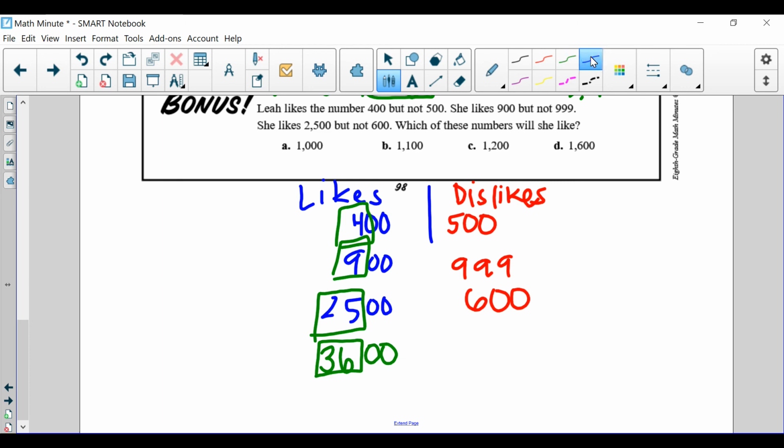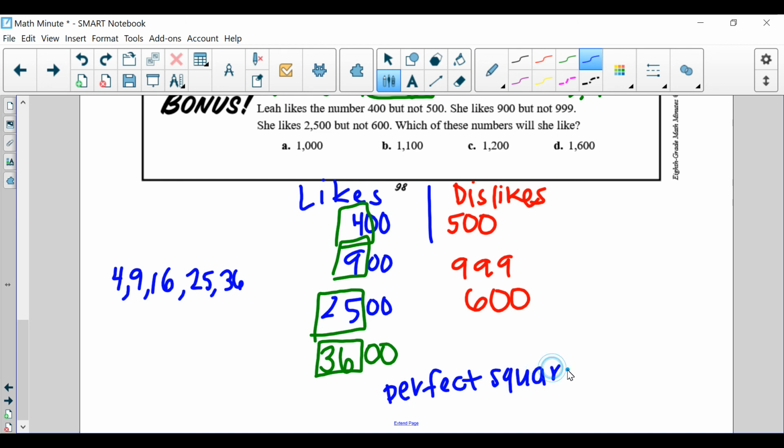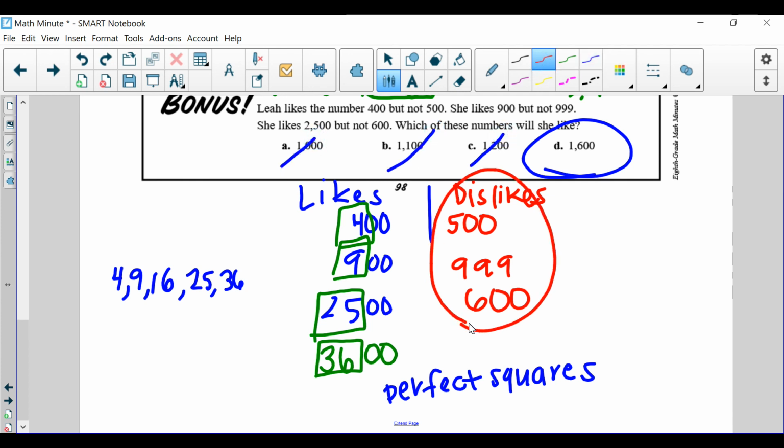Well, I'll give you a hint. 4, 9, 16, 25, 36. All of those happen to be perfect squares. I even drew a square around it. So which one among these are perfect squares? It'd be D. None of them are perfect squares. And just like you see with anything here, all the dislikes are not perfect squares either.